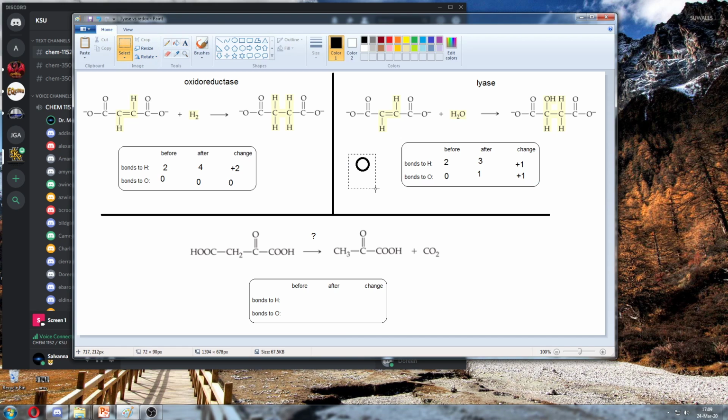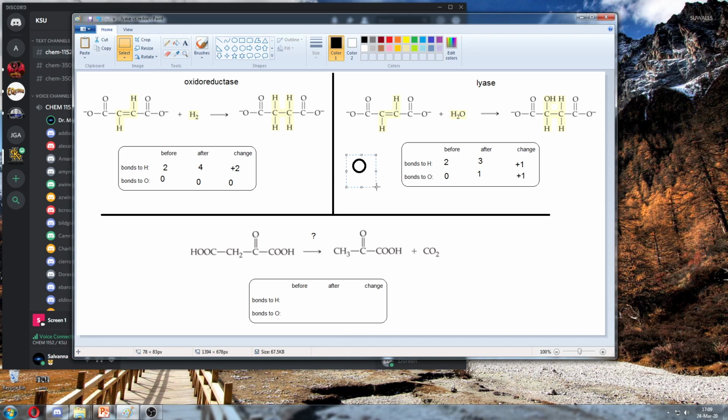Right? And then we do a comparison. Are these two numbers the same? It doesn't matter what the number is, as long as they're the same, it's a lyase. If they're not the same, oxidoreductase. Right? It's a very simple counting method to figure out the difference in these two. Okay? You guys help me do the bottom one now. We're going to do the exact same thing. First, we need to do some highlighting.